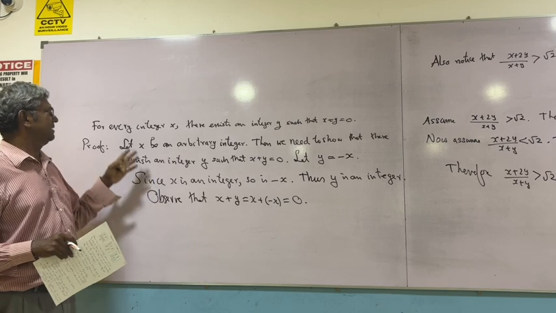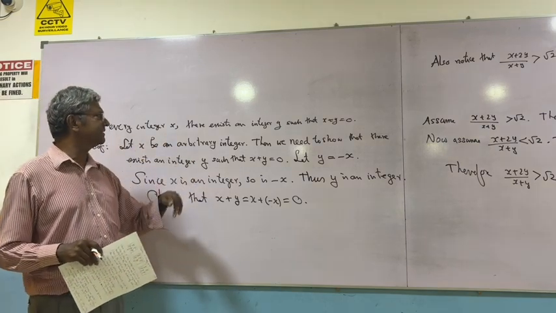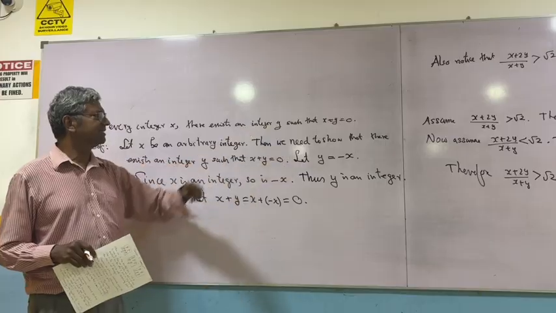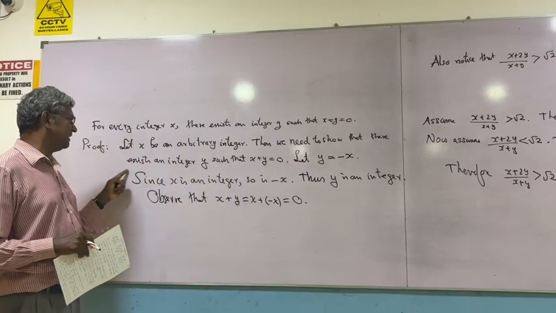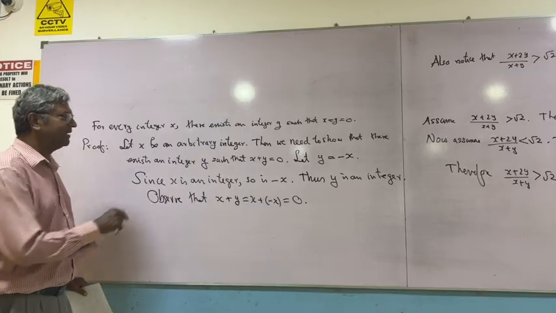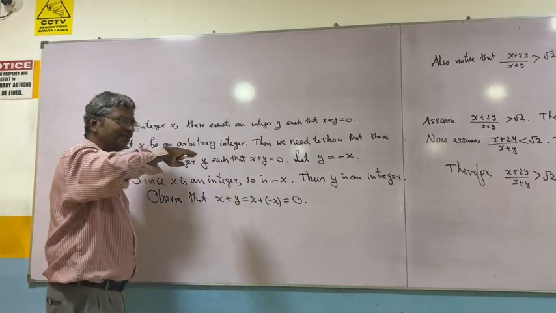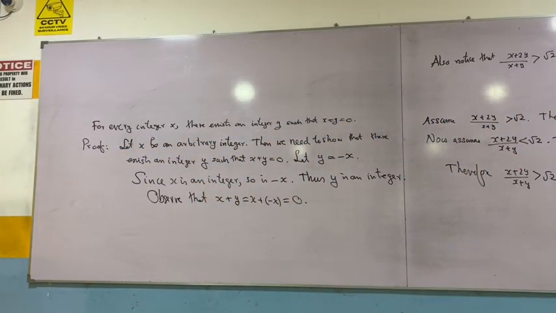That's why here, for every integer x, I wrote let x be an arbitrary integer. There exists an integer y such that x plus y is equal to 0. So I wrote then we need to show that there exists an integer y such that x plus y equals 0. If you are thinking logically, you should have been able to do it. But I'm getting the impression that you are not thinking logically yet.